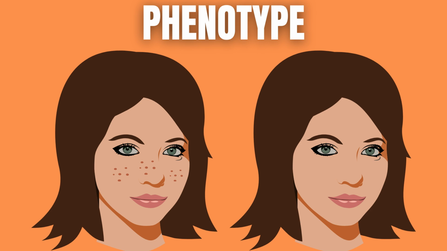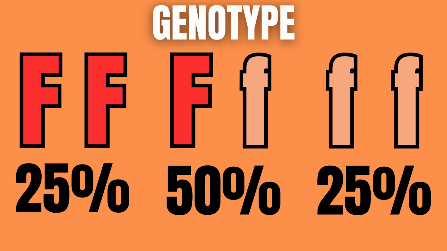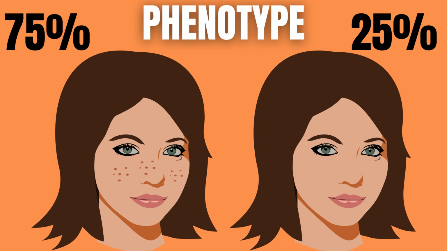how the children actually look, is dependent on the fact that freckles is dominant, meaning that having one allele for freckles is enough for the child to have freckles. In other words, if these two parents were to have a child, the chance it would not have freckles would only be 25%, since two recessive alleles is required.